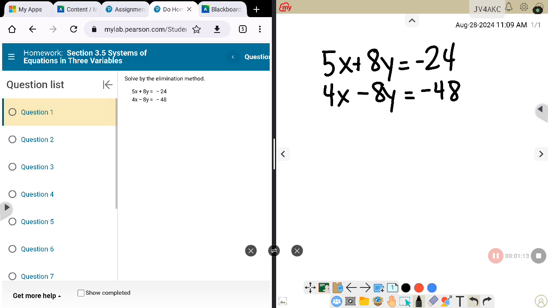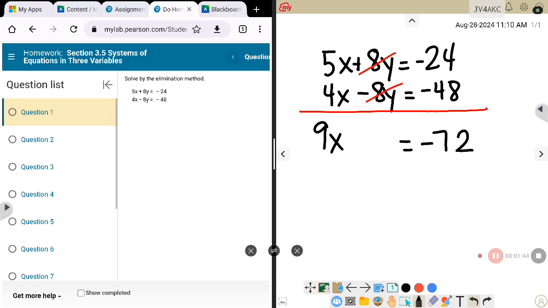Because if that is the case, and you're adding two of them together and one of them eliminates, that's what you're going to want to do. So I have 5x plus 4x, which gives me 9x. The 8y minus the 8y cancels. And then I have negative 24 minus 48, which gives me negative 72.